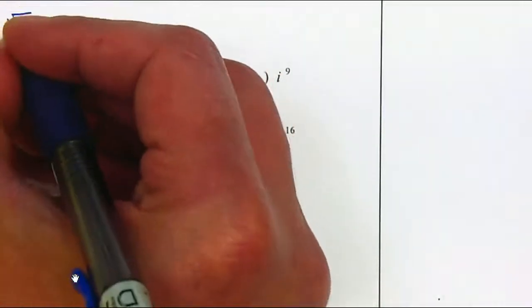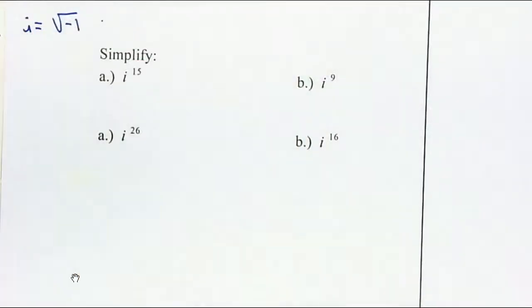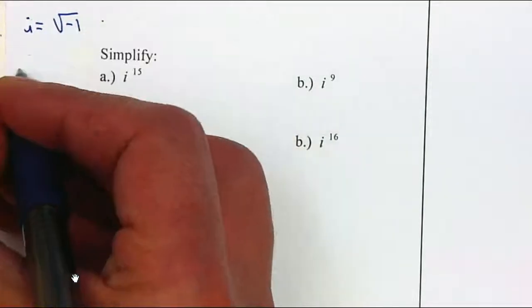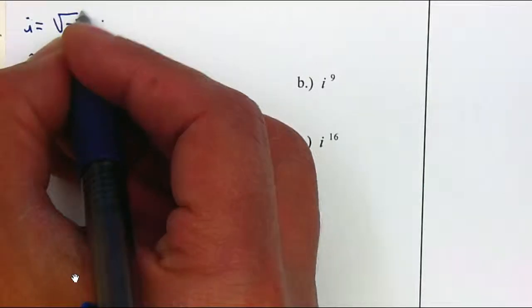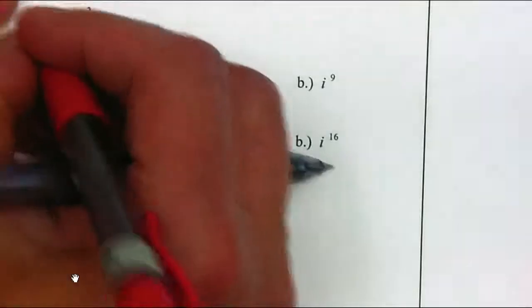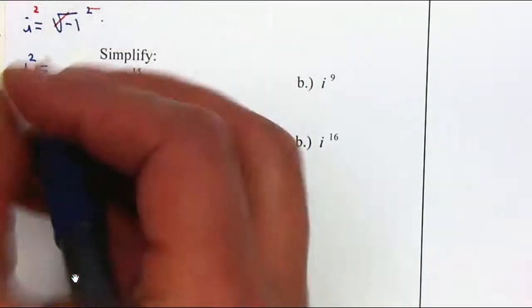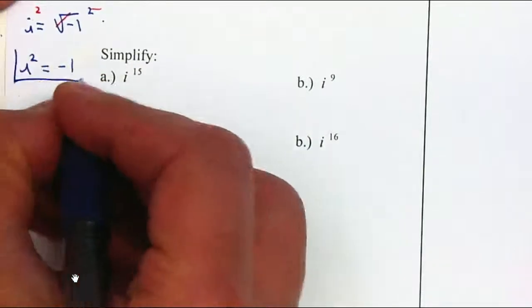They'll tell you that the square root of -1, or i, is equal to the square root of -1. If I square both sides, if I square the left, that gives me i squared, and if I square the right, the square and the square root cancel, so it gives me -1. That's the definition that we're going to be using.